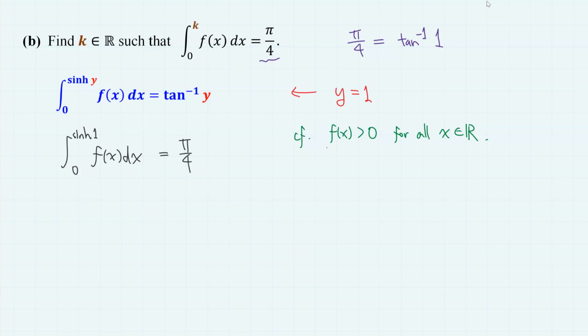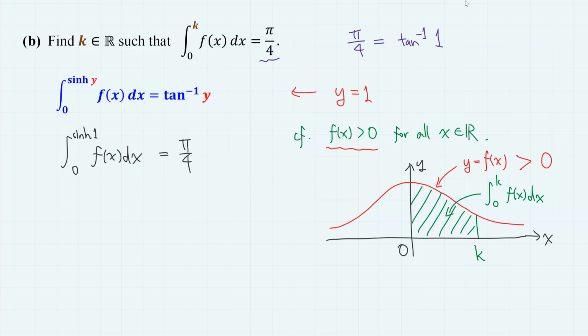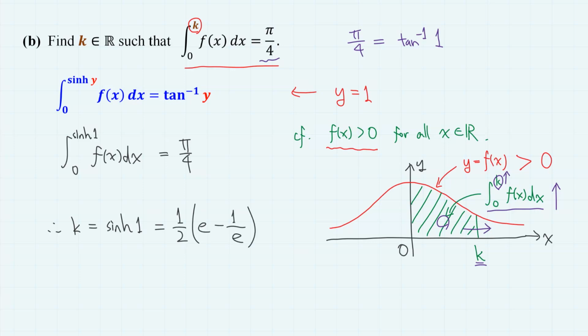It is given in the problem that f(x) is a positive valued function. Therefore, if we consider a definite integral of f(x) from 0 to some positive number, we can easily deduce that the value of the definite integral increases as the upper bound increases, since this area will increase. This means that there exists only one value of k satisfying the given integral equation. Therefore, we can confidently say that k is equal to hyperbolic sine 1, which is also equal to 1/2 times (e minus 1 over e).